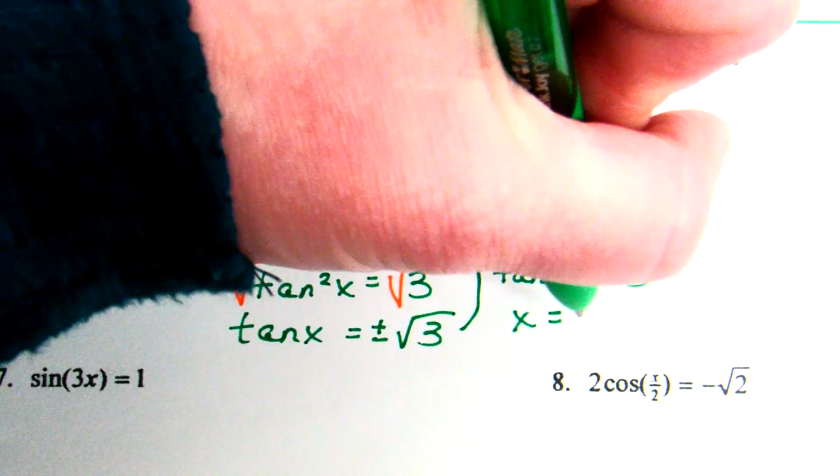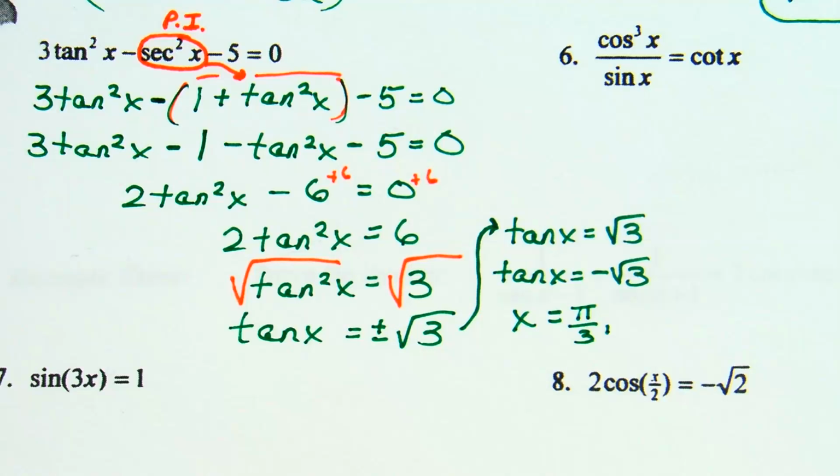Tangent is positive in how many quadrants? 2. What do you know about the other 2 quadrants? It's negative. So what about this problem? We're going to have 4 answers, 1 in every quadrant. Does that make sense if I say that?